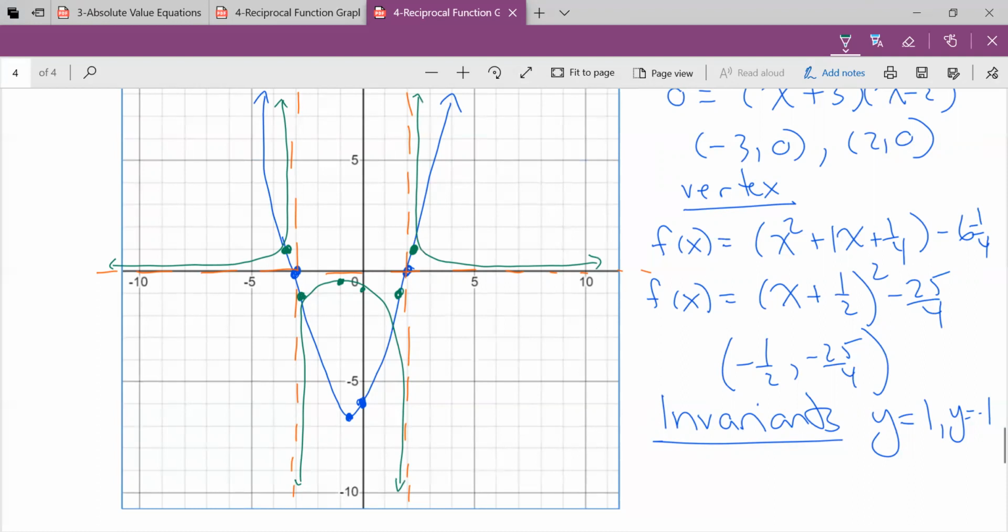Okay, so again, you've got some key things, but what you always want to find first is your x-intercepts, because your x-intercepts give you your vertical asymptotes. Your horizontal asymptote is always at 0 in 20-1. It'll be very different in 30-1. Find your invariant points and you're good to go.